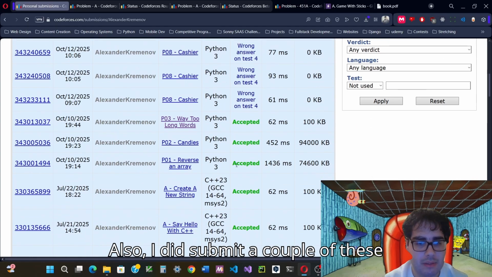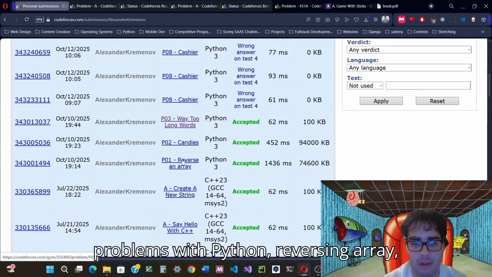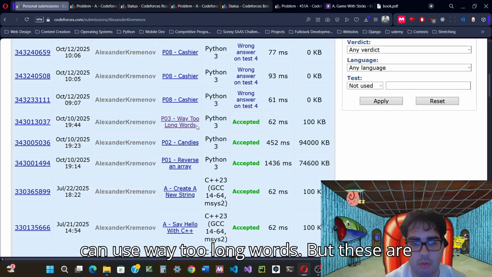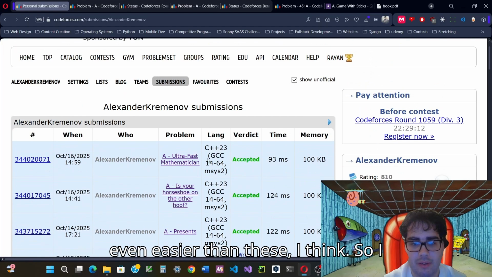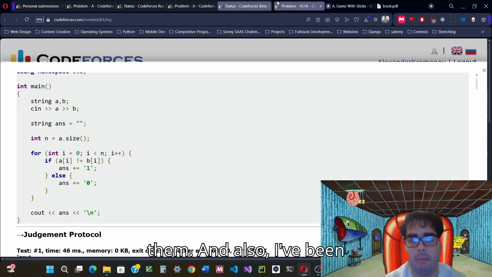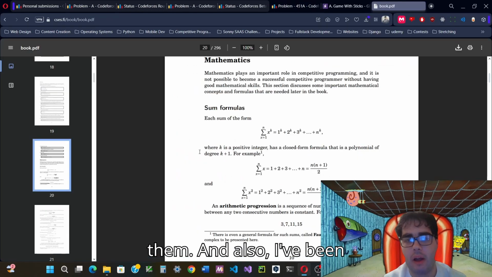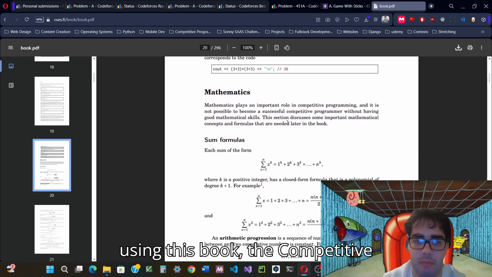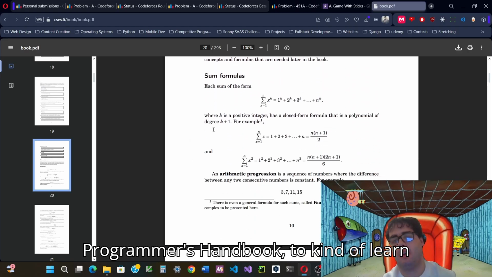Also, I did submit a couple of these problems with Python: reversing array, candies, way too long words, but these are even easier than these, I think. So I don't think there's a reason to go over them. And also, I've been using this book, the Competitive Programmer's Handbook, to kind of learn some stuff.